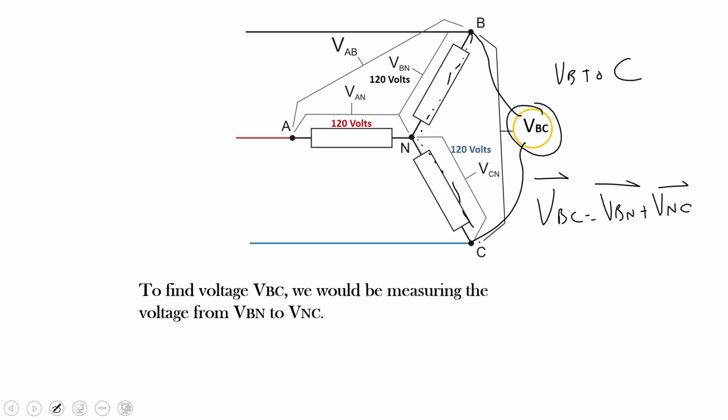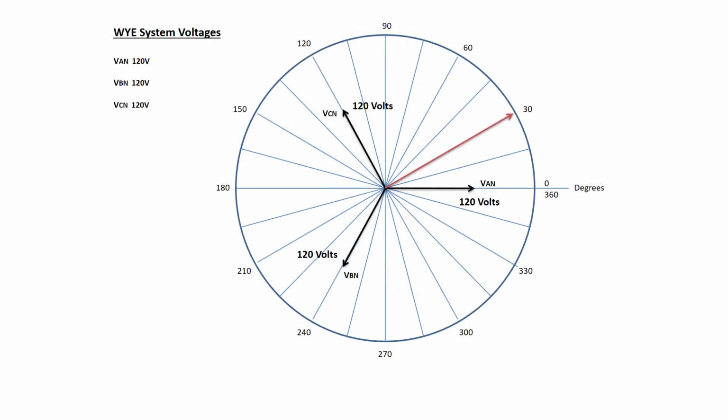Let's see what that would look like. So we've got voltage B to N here, which is the one we require. Let's remember the formula we just came up with. Voltage BC is equal to voltage B to N plus voltage N to C at their angles. So we've got voltage B to N. It's 120 volts at 240 degrees. So we've got our first vector. Now we have to figure out voltage N to C. Where is N to C? N to C will be plotted at 180 degrees from C to N.